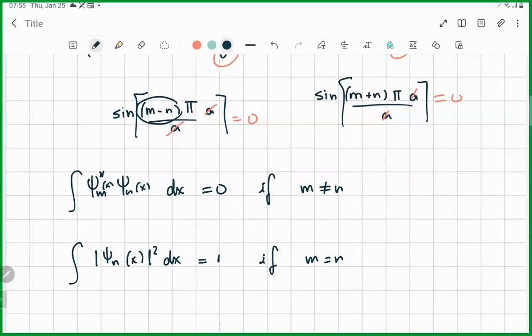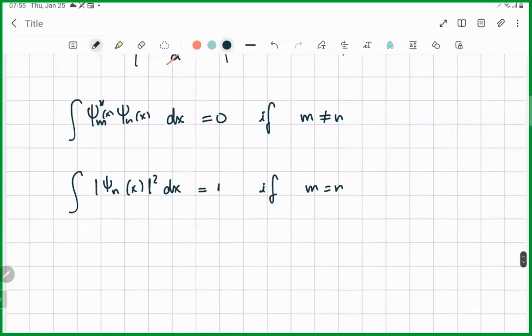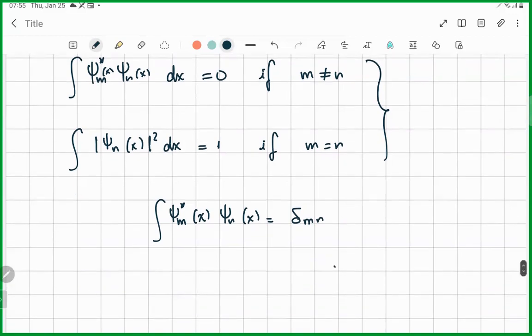So how can I write this whole thing with a symbol that gives me both? We can say that this integral of the m and n functions is equal to the delta. Yeah? So what does this Kronecker delta tell us? What is the Kronecker delta? The Kronecker delta is 0 when m is different from n, 1 if m is equal to n.